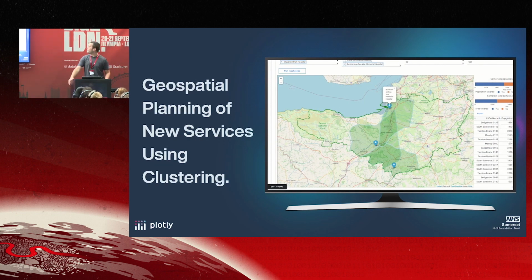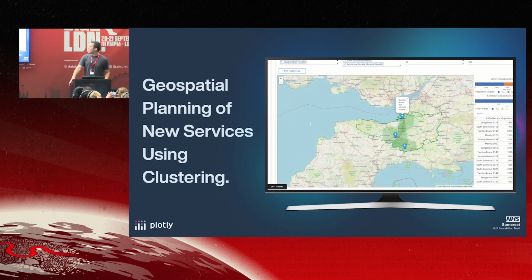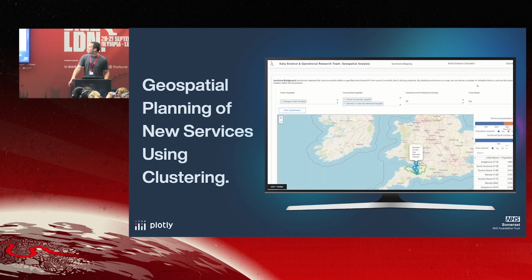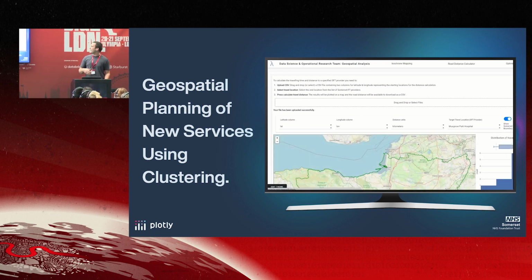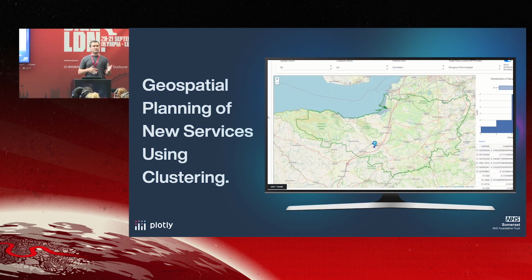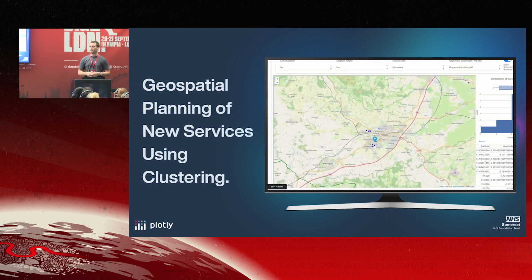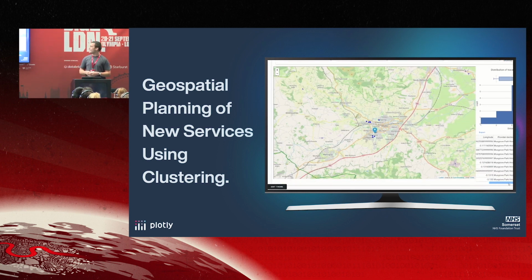A member of my team built this amazing app which uses clustering algorithms to work out where we should place services in Somerset based on patient demand and need. And there's other bits built in terms of understanding our population, social deprivation, understanding travel distances between clinic services, so that we can try and reduce our carbon footprint as an organisation by providing services closer to people's homes.